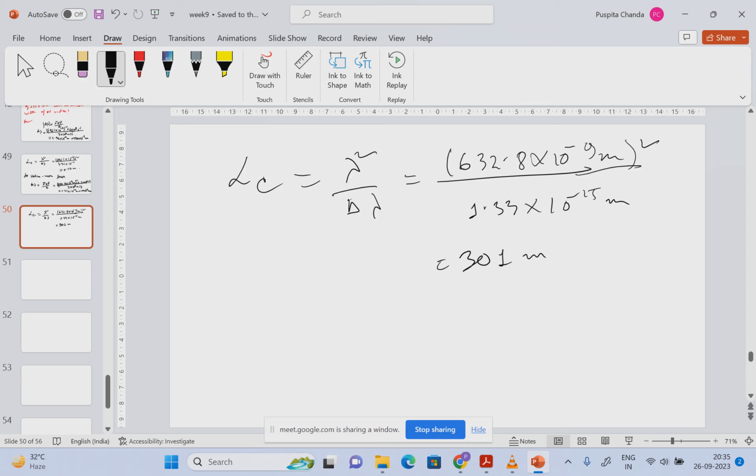So for mercury, the coherence length is 0.5 meter. For helium neon, it is 301 meter. So from an experiment point of view, the helium neon laser is much more, what should I say, easy to handle. Okay.